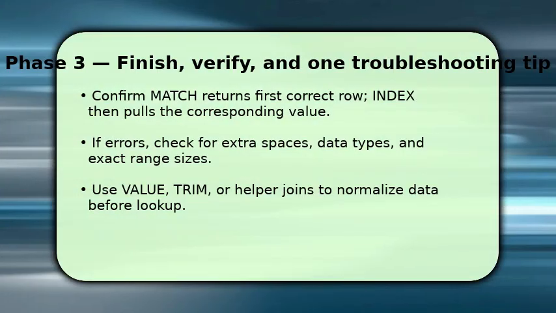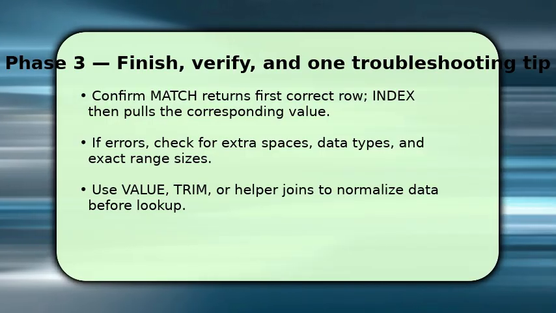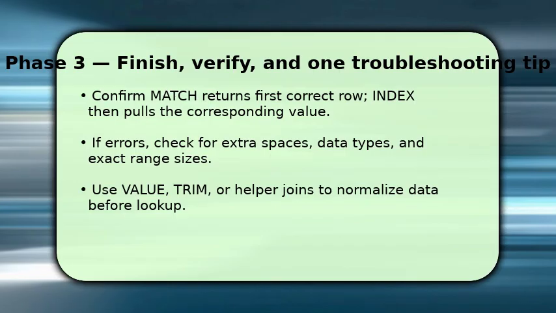Finally, wrap up by confirming INDEX returns the value from the row where MATCH found 1. That completes the multiple criteria lookup. If you get #N/A or wrong results, make sure criteria types match, text versus numbers, and remove stray spaces with TRIM or convert with VALUE.